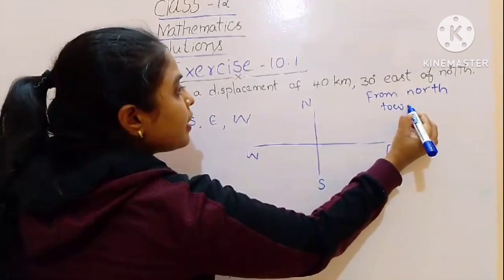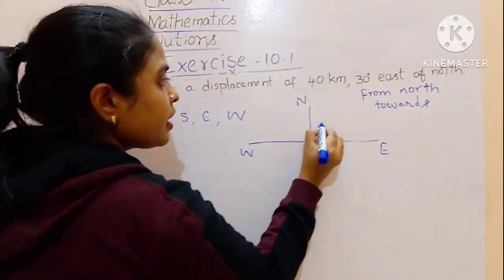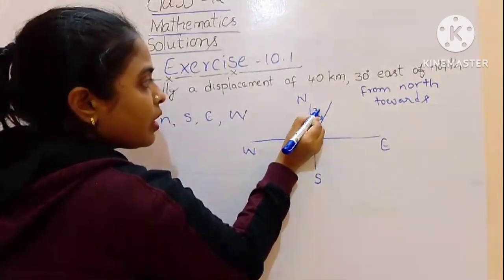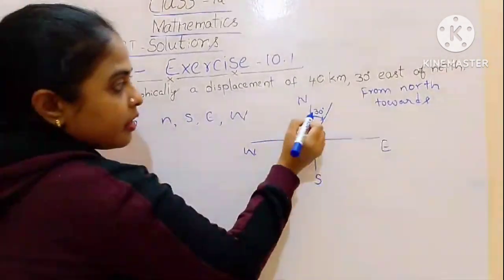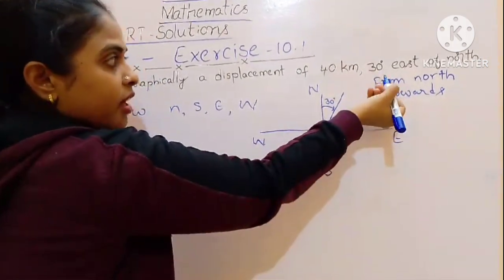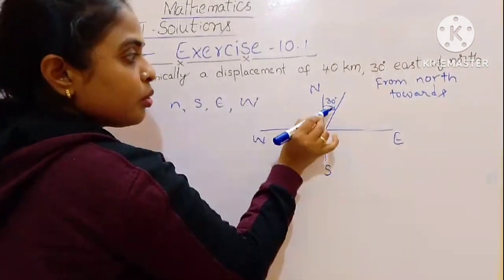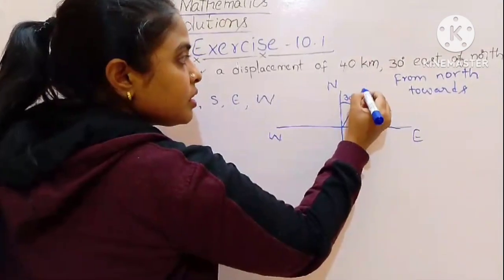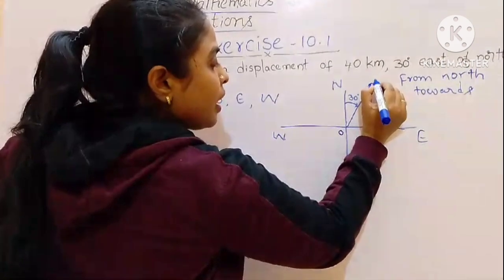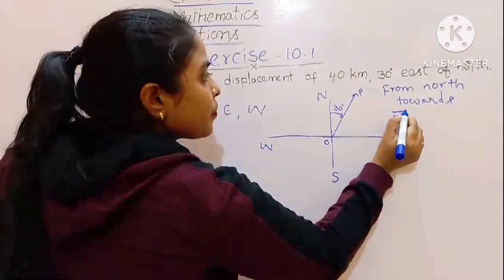So, from north towards east. So, from north 30 degrees. I will take here approximately this is 30 degrees from the north and towards east. So, this line satisfies the given question. 30 degrees east of north is from north 30 degrees towards east. So, this is the required line from origin. I will mark it as P. So, O to P is the OP bar.